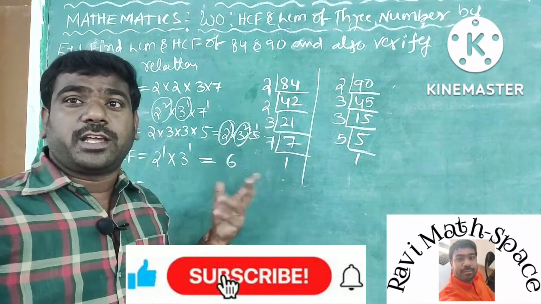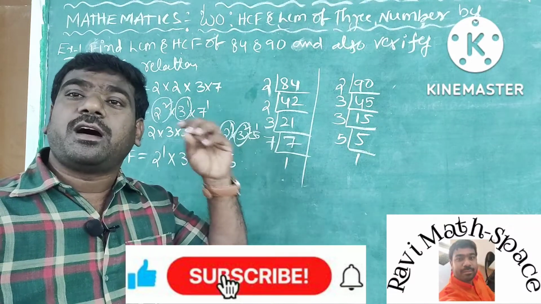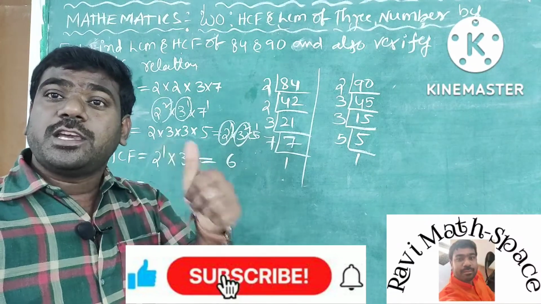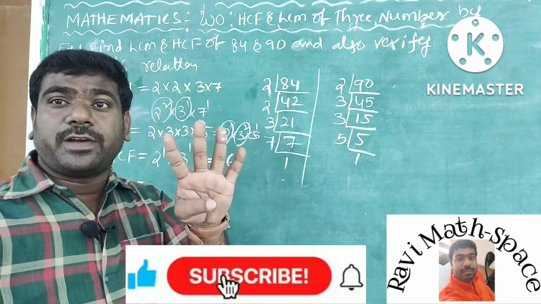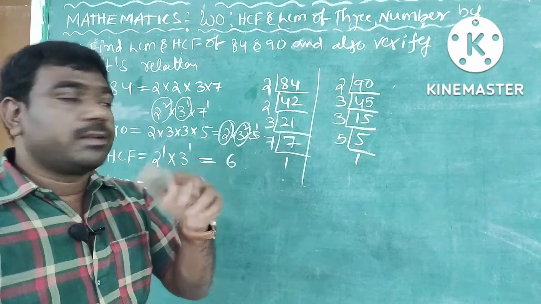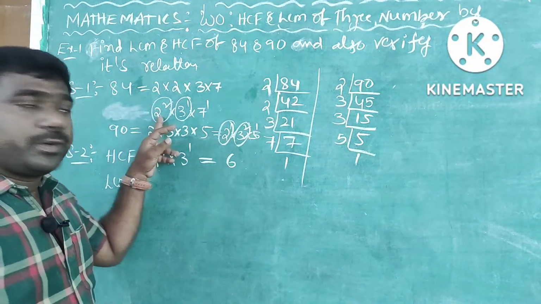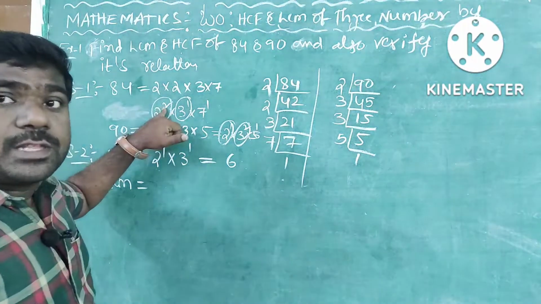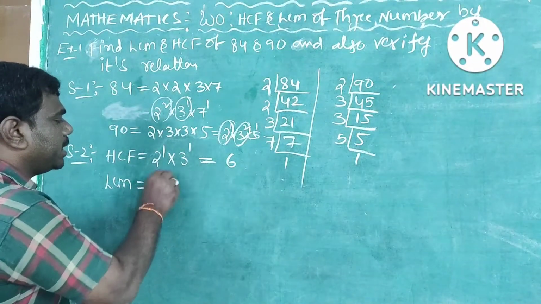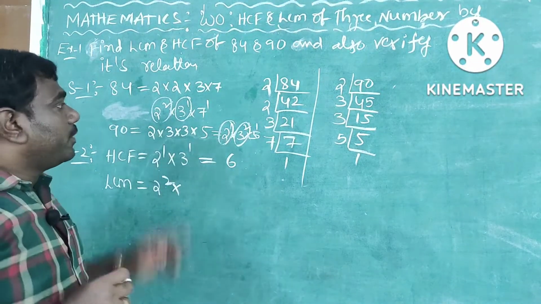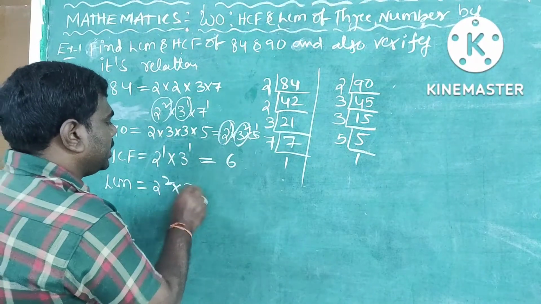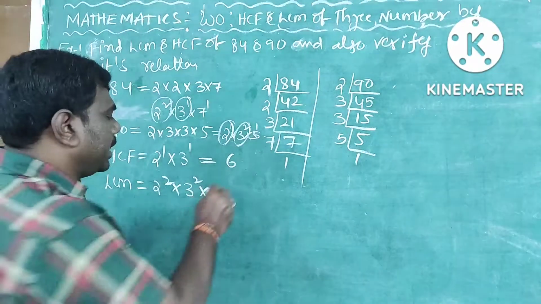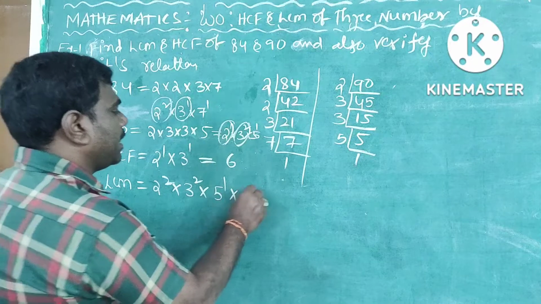In that, what are we going to take? The greatest power of each prime factor. Out of the 4 factors, we should take the greatest power. First for 2, check what the greatest power is. It is 2 power 2, which is 2 square. 2 square is the greatest power for 2. For 3, 3 square is the greatest power. Next, 5 power 1 only, take it as it is. Next, 7 is taken as it is.